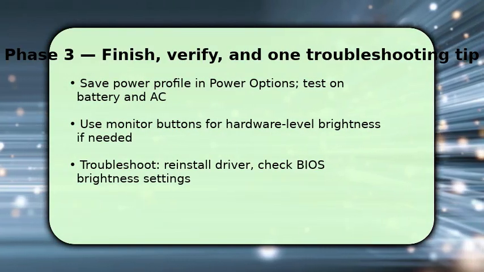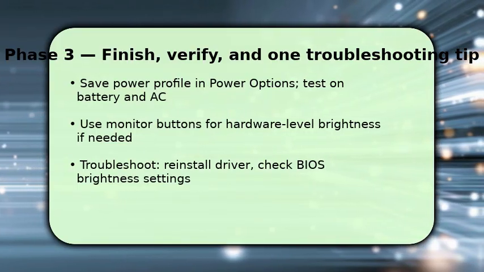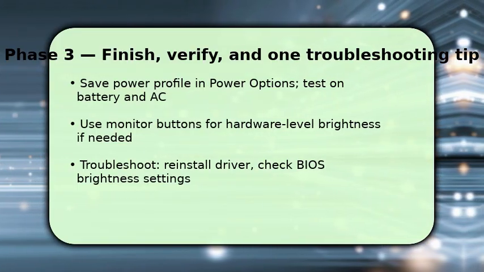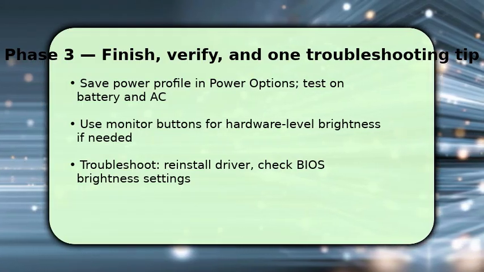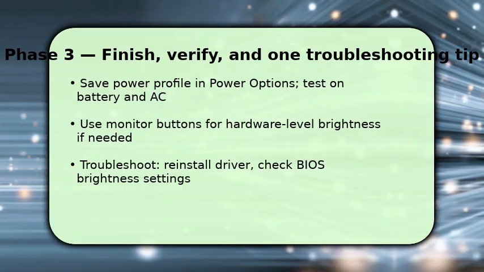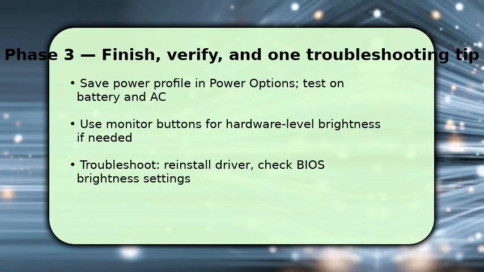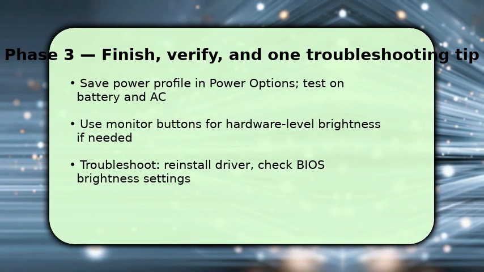Open Power Options, pick or create a profile, and set brightness levels for both AC and battery so you avoid dim surprises. If software controls fail, adjust the physical monitor buttons for a hardware level change. This bypasses drivers. If problems persist, reinstall the graphics driver, check for brightness settings in BIOS, and reboot. These steps resolve most issues.